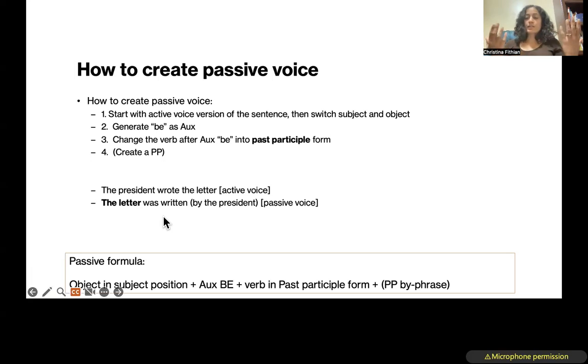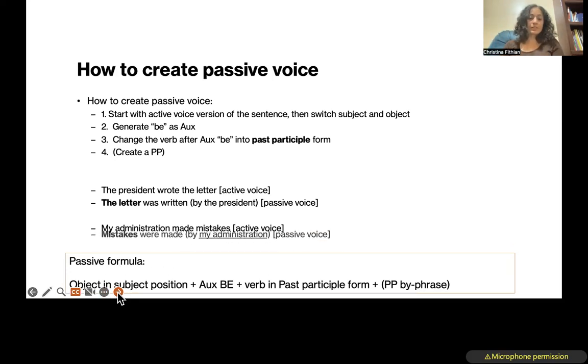Now, if I want to just end the sentence there, I can. The letter was written, period. If the person who wrote the letter is not important, I can just take that out. Or I can say the letter was written by the president. In this case, I've chosen to include the original subject, what we call the logical subject, but I've included it in a passive by phrase. So instead of saying my administration made mistakes, this would be an active voice sentence. Then I'm going to say mistakes were made by my administration. Here, this is passive voice. So we are going to indicate passive voice on our tree. It's going to be the very last thing we see, and I'll show you an example of that later.